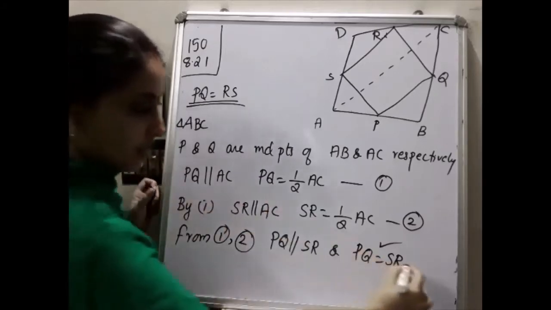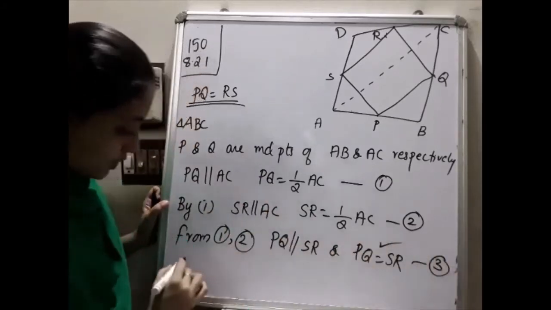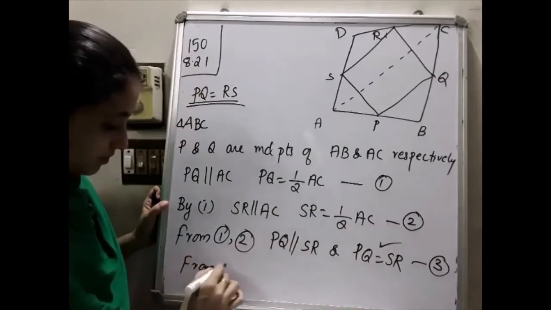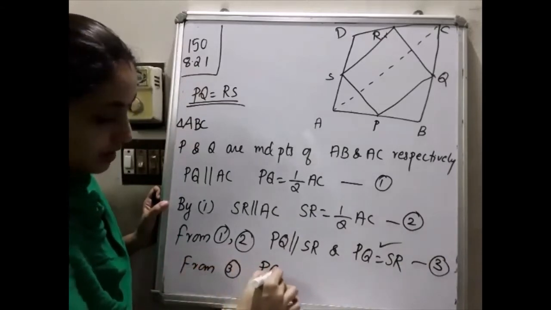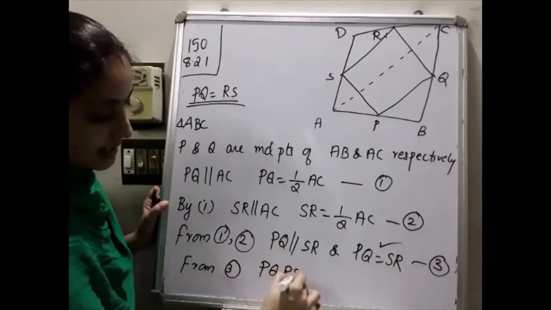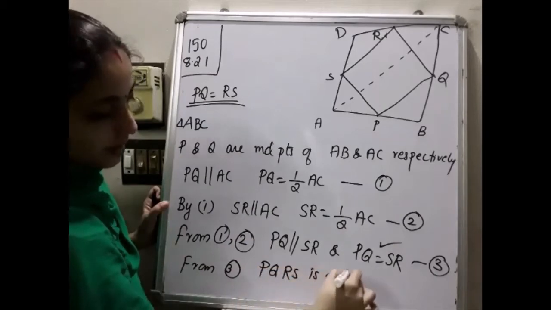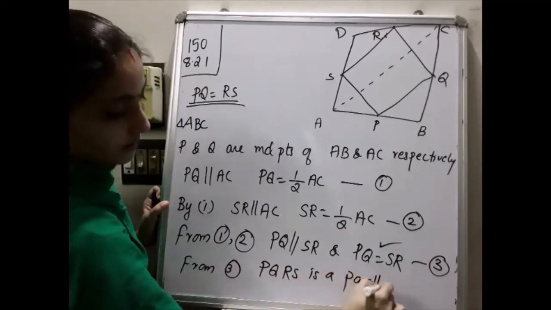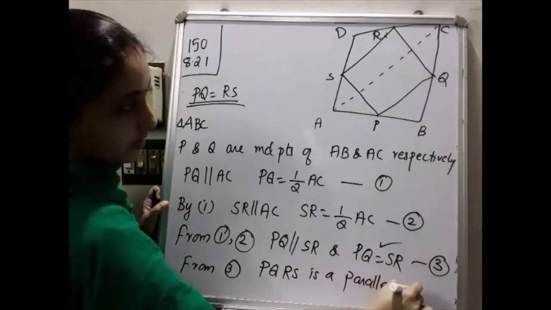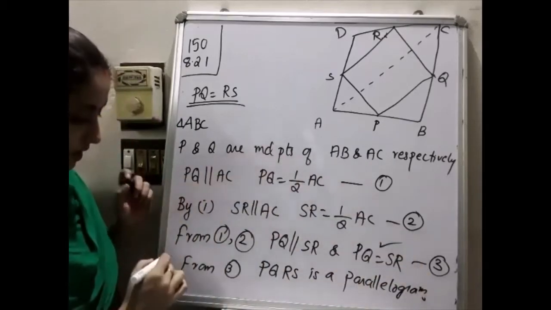That is from this. Now this is equation number 3. So from 3 we can write: PQRS is a parallelogram. Third part.